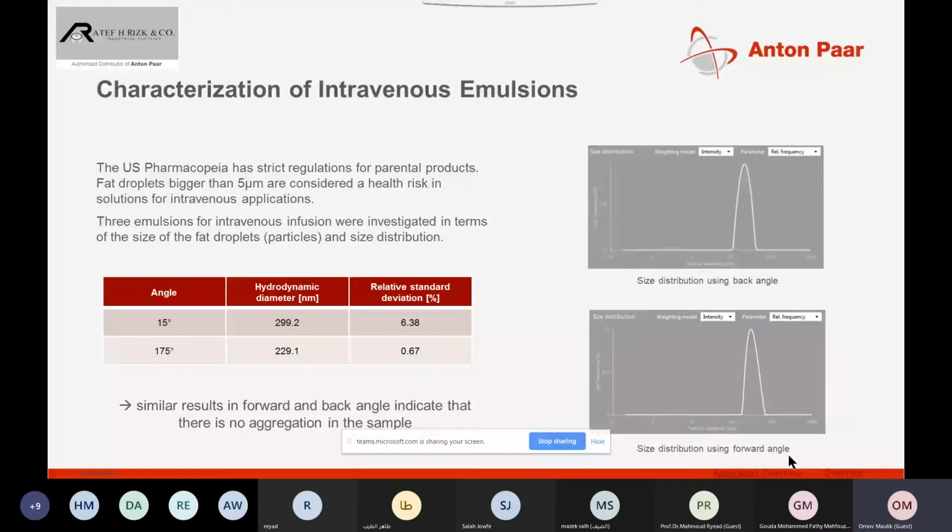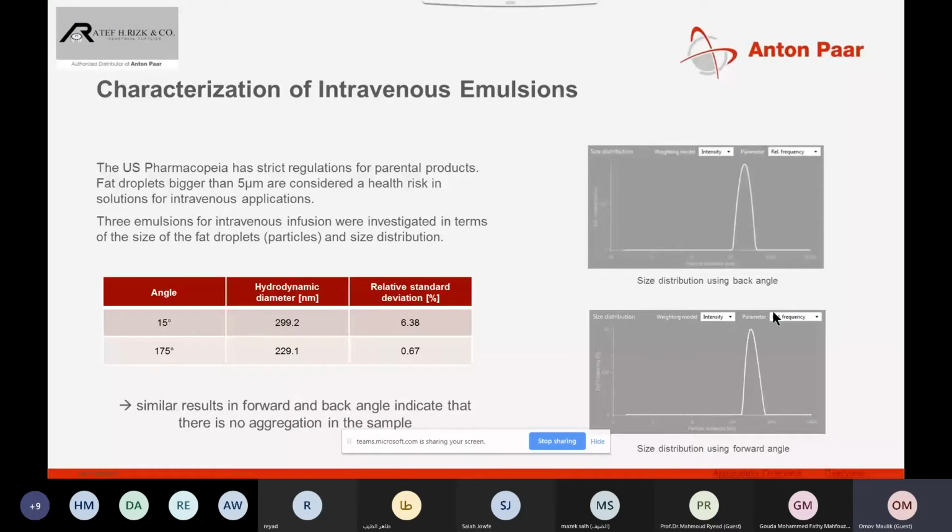The US Pharmacopoeia actually defines that in any intravenous emulsion, the fat droplet should be lesser than 5 micrometers. So it becomes of extreme importance to determine the particle size of these types of emulsions in order to validate that particular medicine or drug.